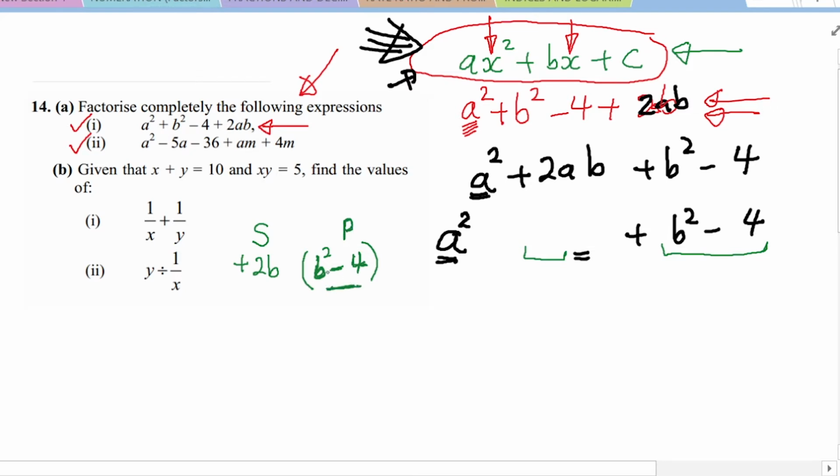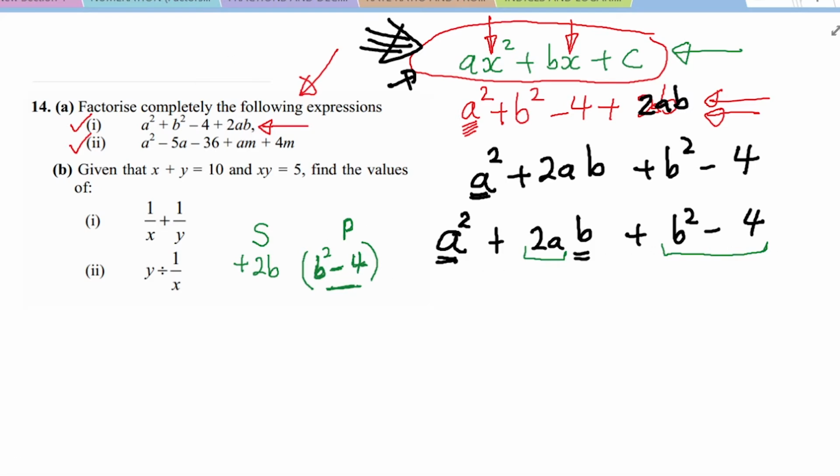And if you look at that expression, I don't know why my things are disappearing here. Let me try and rewrite them here. That is a squared plus 2ab plus, yeah. Okay, let's get back to here.